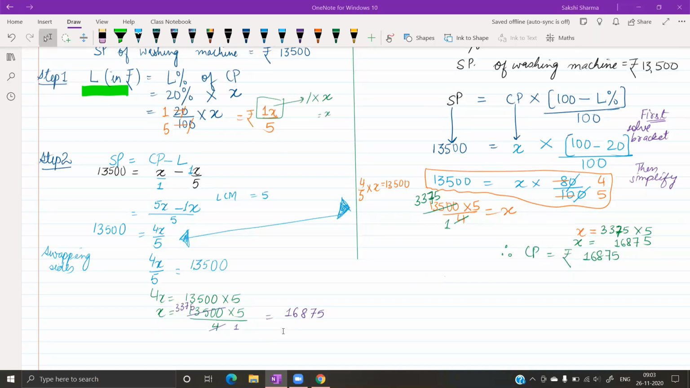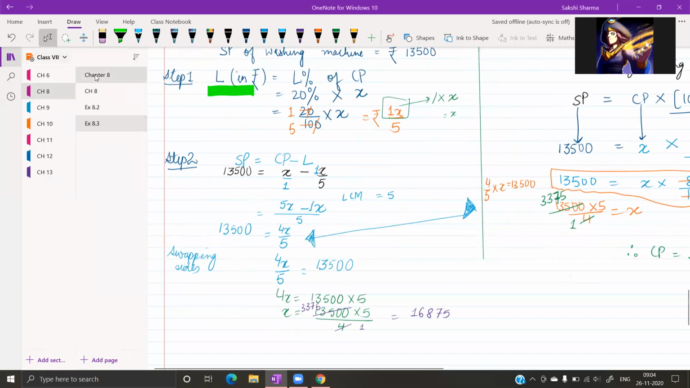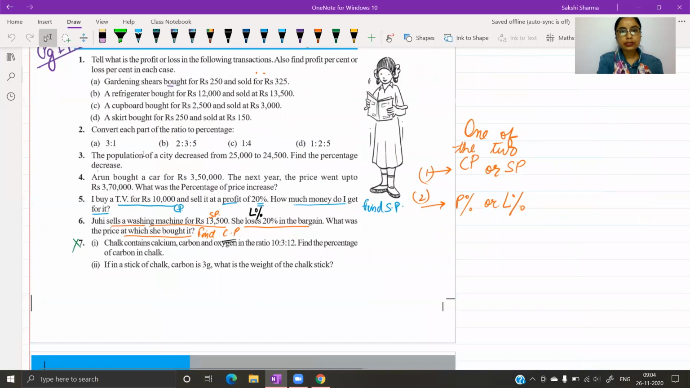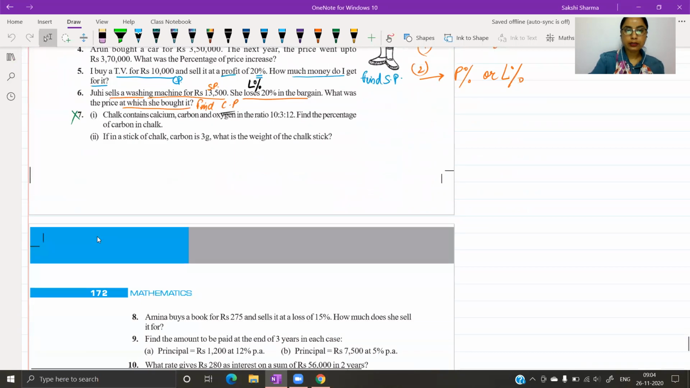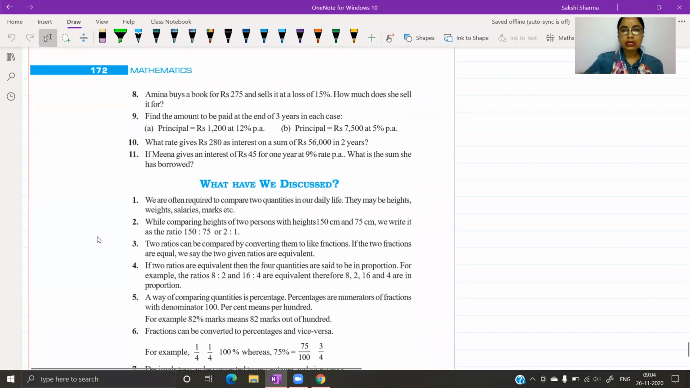Done, ma'am. Let's take a look at the exercise. Question number 7 is deleted, so you can just mark that. Then question number 8, Amina buys a book for 275 rupees.